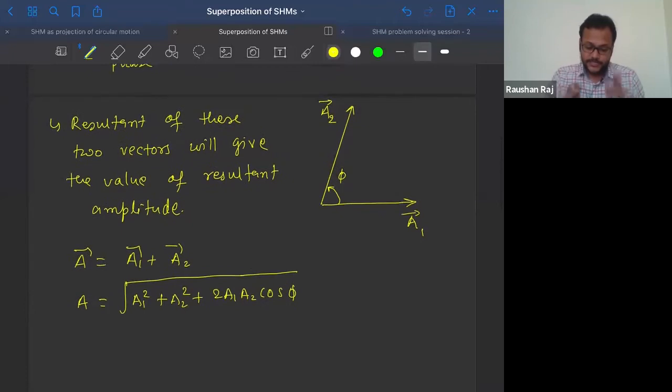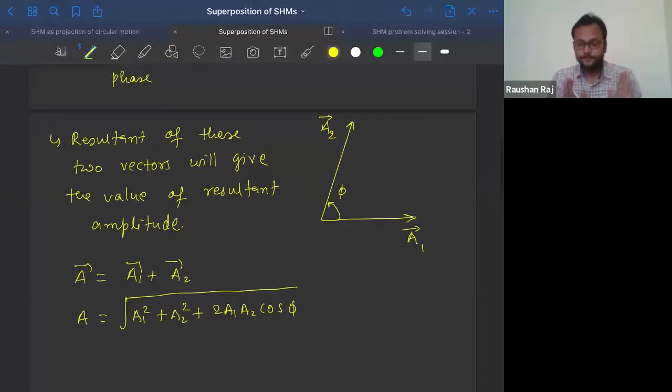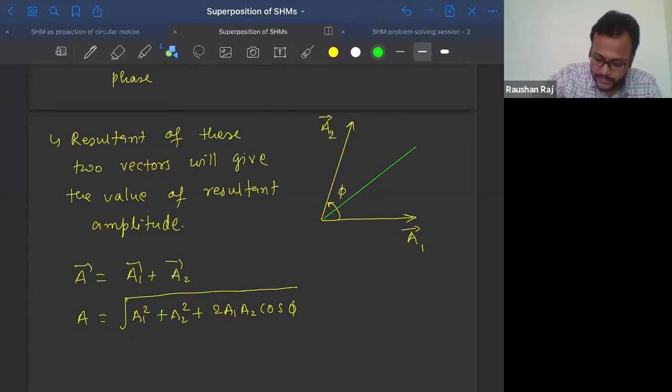Now, the resultant of A1 and A2 will give us the resultant amplitude. Let me draw that resultant vector for you also. So let us say this is the resultant vector we are talking about. This is the A vector. Now, if the resultant is the A vector, can I say this resultant will make some different angle with A1 as well? So what will be the direction of that A? Let us call that alpha.